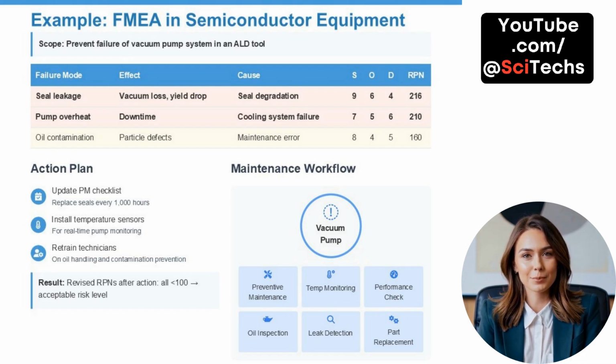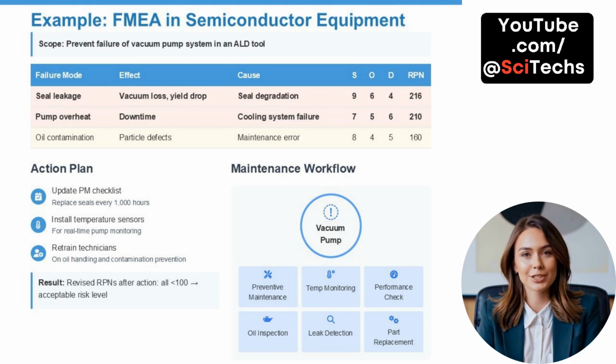First, updating the preventive maintenance checklist to ensure routine tasks aren't missed. Second, replacing seals every 1,000 hours to reduce leak risk. Third, installing temperature sensors for real-time monitoring of pump performance. Finally, retraining technicians on proper oil handling and contamination prevention. These actions target common causes of failure, improve detection, and reduce severity.